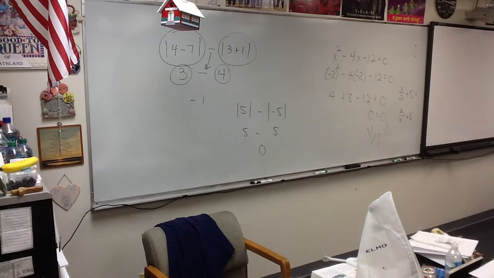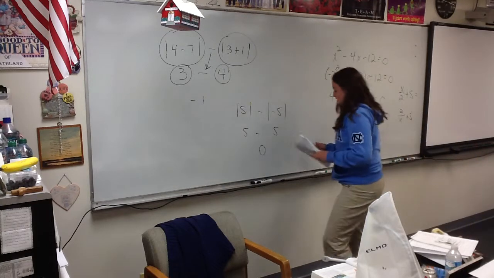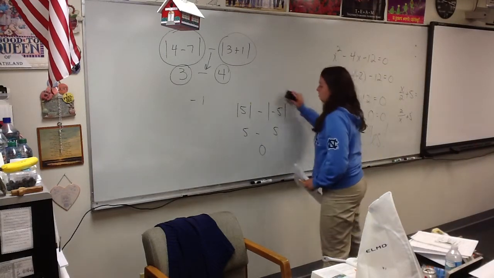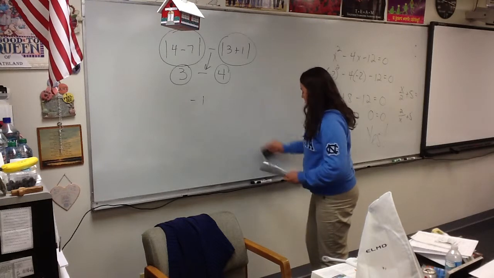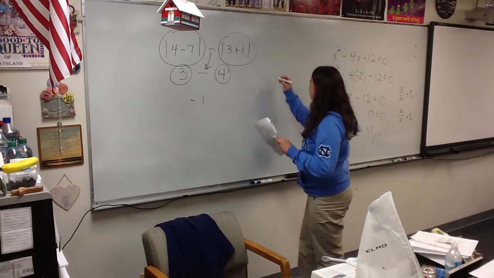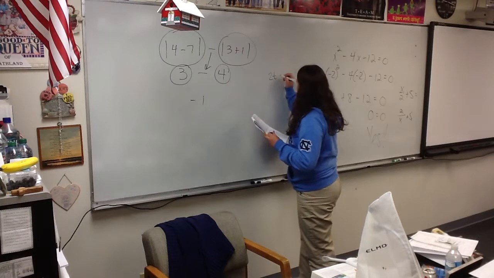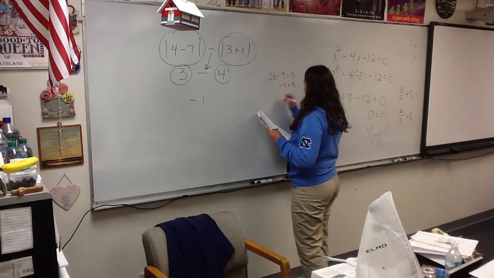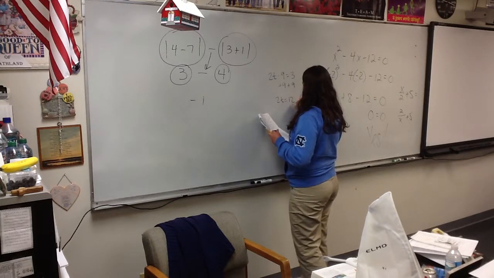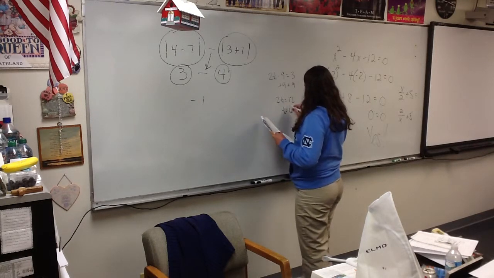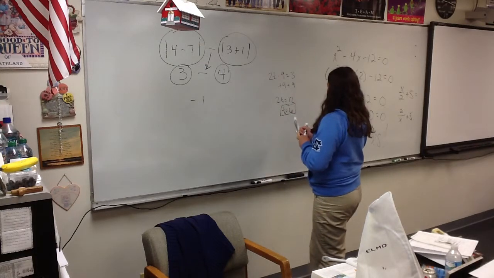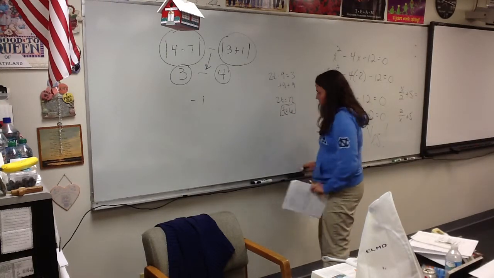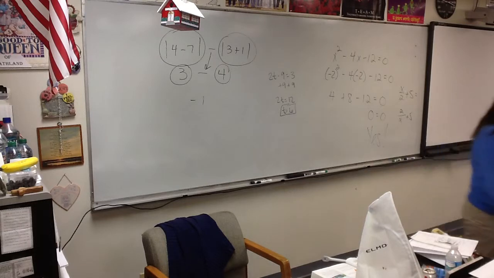Everybody's doing A along with Abby. We're going to check her work, and then I'm going to call on somebody else to come up and do another one. Okay, Abby got 6. Anybody have an issue?